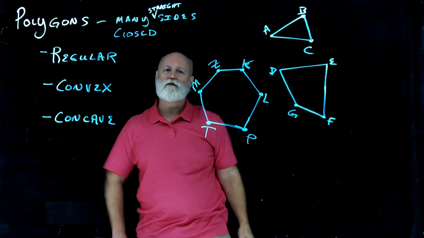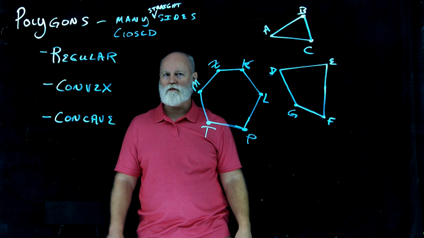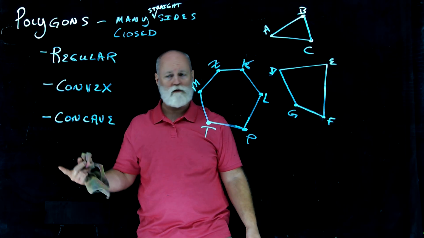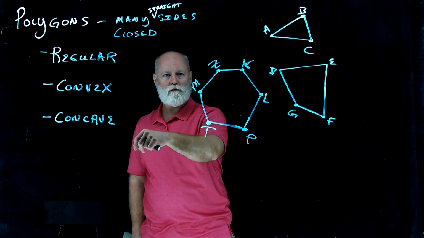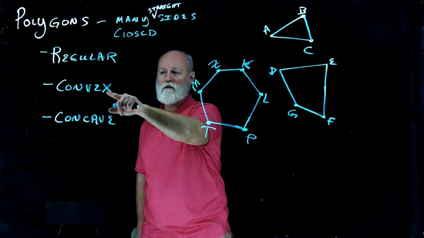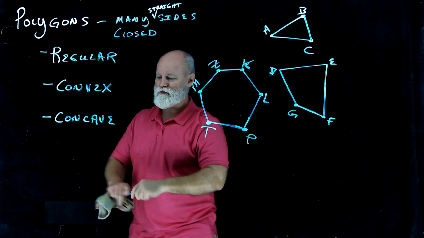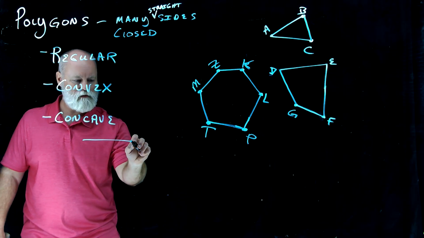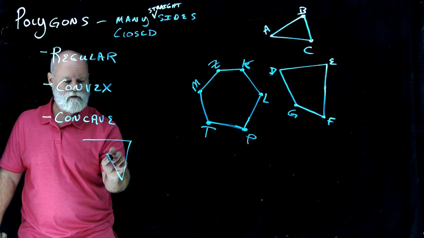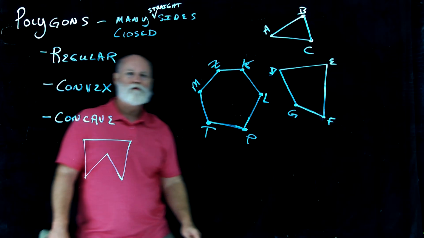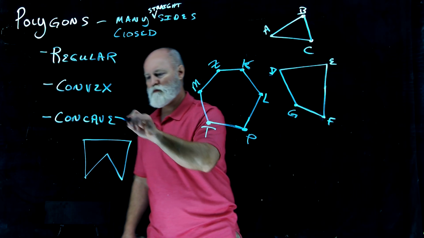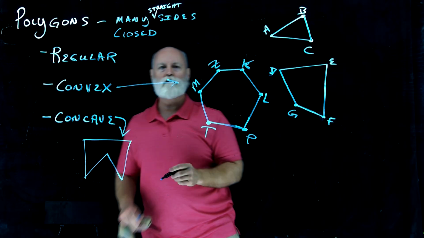None of these are concave, which means they're all convex. They're either one or the other. If something's a polygon, it's either convex or it's concave. Concave is a weird world. That's concave. Those are convex.